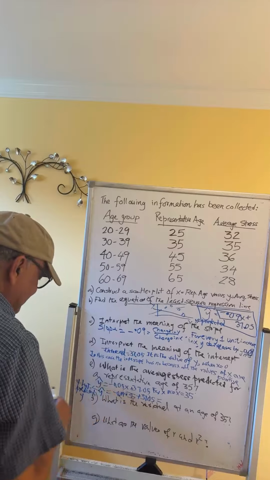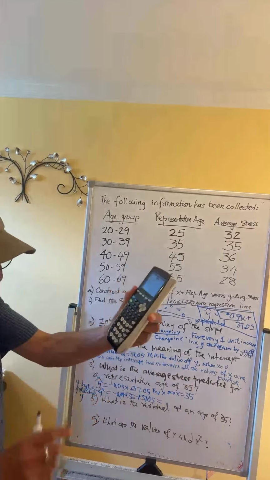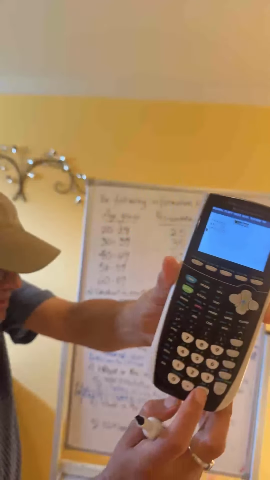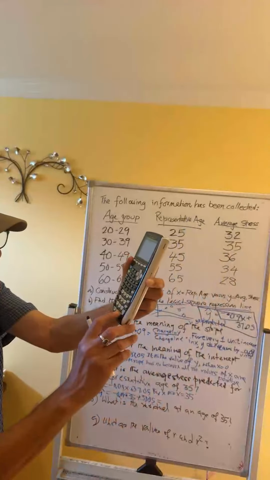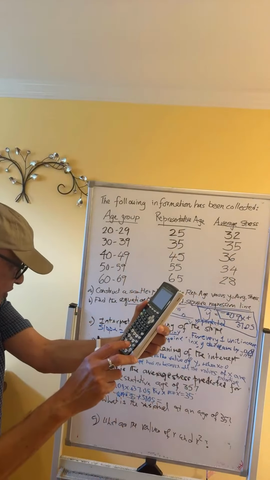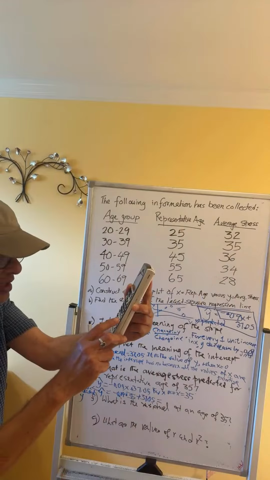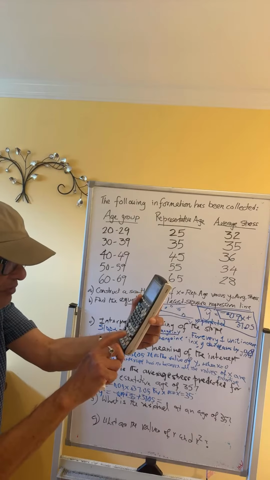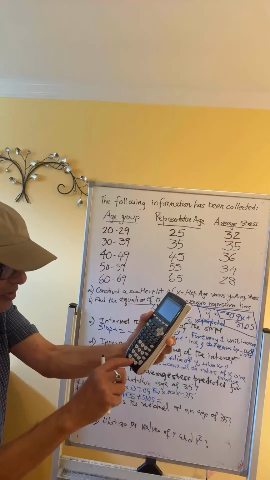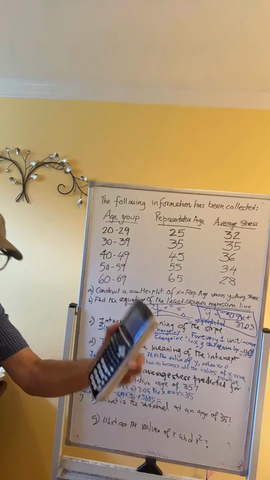How do I get this negative sign? It is the negative sign next to the enter key in the bottom right. That is the negative we are going to use. Negative 0.09 times the representative age, which is 35, so multiply by 35, and then add 37.05 to it.